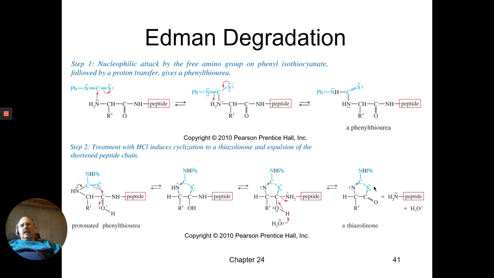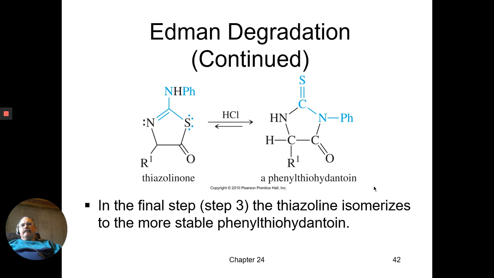Okay, so we remove the amino acids one at a time, and then convert them to this phenylthiohydantoin, which is then identified. Okay, and these will have different characteristics depending on what the R group is.